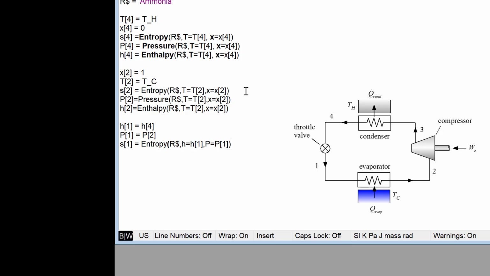So I know H and P here, which fixes state 1, and that allows us to calculate the specific entropy and the temperature. And of course the indicators are H equals and P equals.